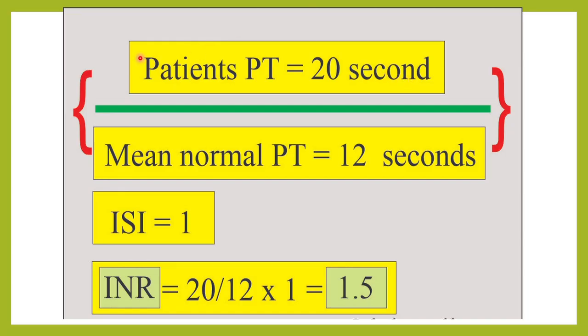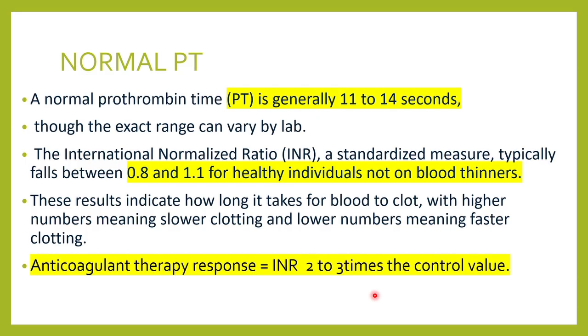So suppose the patient's PT was 20 seconds and the mean normal PT was around 12 seconds and the ISI is 1, which has to be very close to 1, the INR of the patient on calculation would come to 1.5. Normal prothrombin time is between 11 to 14 seconds. And in a healthy individual we expect the INR to be around 0.8 to 1.1, who are not on any kind of blood thinners.